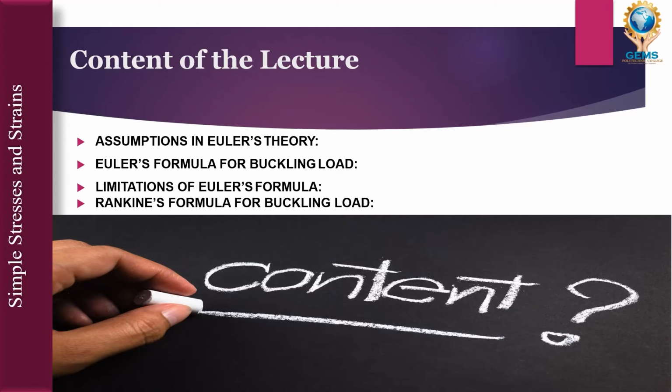First we will see what are the assumptions in Euler's theory. The second thing we will see is Euler's formula for buckling load. Already we have seen what is buckling load, so now we will see what formula Euler gave for buckling load. Then we will see limitation of Euler's formula, and finally Rankine's formula for buckling load. So we will start with our first content, assumptions in Euler's theory.